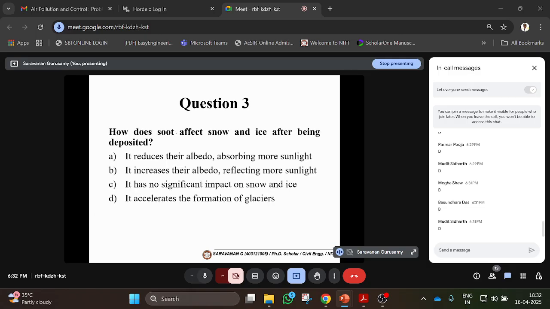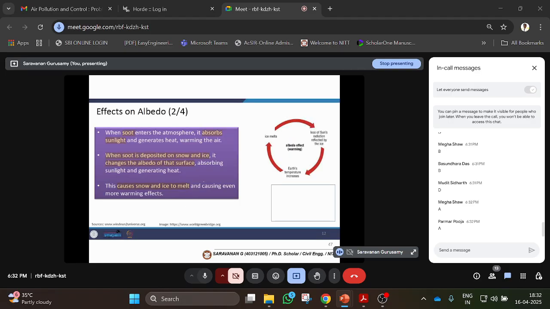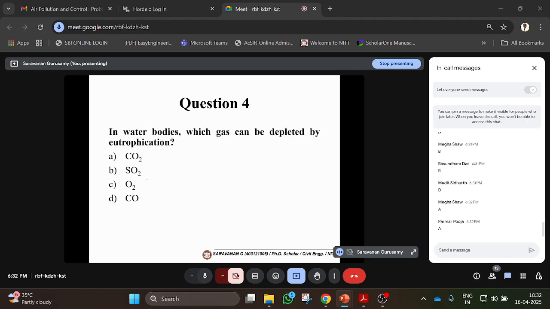So, how does soot affect snow and ice after being deposited? Again, the same question, related to albedo. Will soot increase or decrease the albedo? Soot is a black particle, so less albedo. So it reduces their albedo and absorbs more sunlight. Right? So A is correct. Please read the question once. Yes, it reduces their albedo, absorbing more sunlight and generating heat.